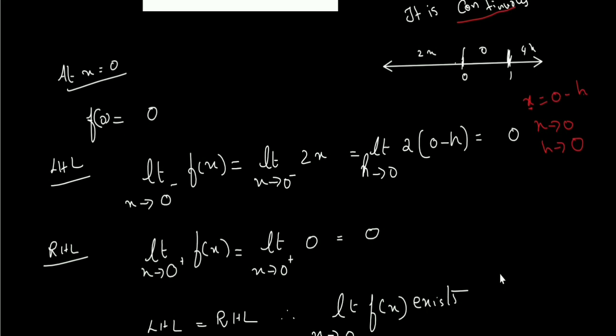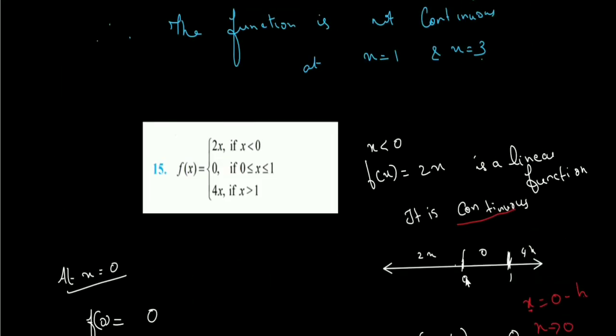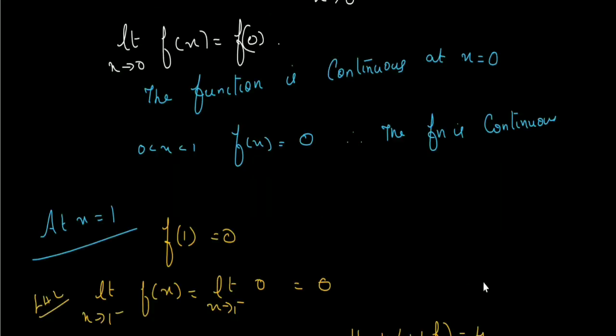So we have checked that it is continuous for less than 0, because it's a linear function. At 0 we have checked. What about 0 to 1? From 0 to 1, what is the value of the function given? F of x is equal to 0. So 0 is a constant, therefore it is continuous.